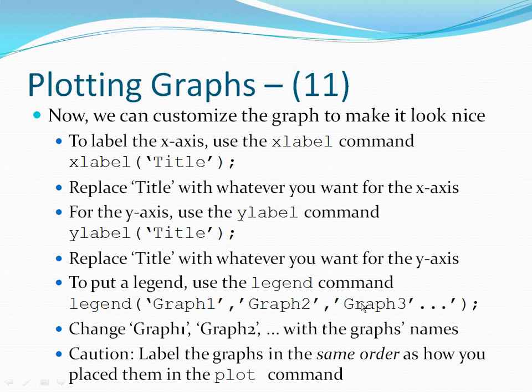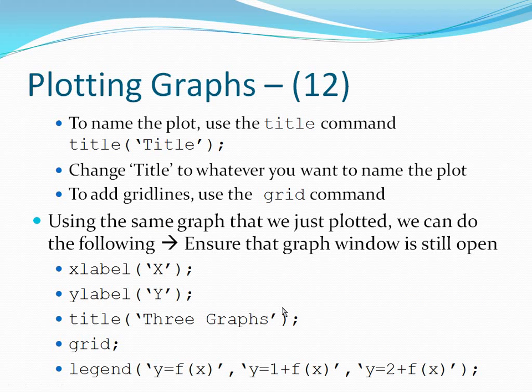To name the plot, use the title command. Very simple. Just use title and then use single quotes. And if you want to add grid lines, use the grid command. To be able to add these nice features, you have to be sure that you create the basic plot first. So you do plot and then x, y, or whatever. And when you're done, use these commands with the graph window still being open. You can minimize it, but make sure you don't close it, and then you can run these commands.